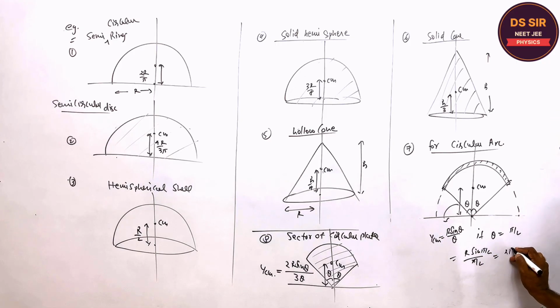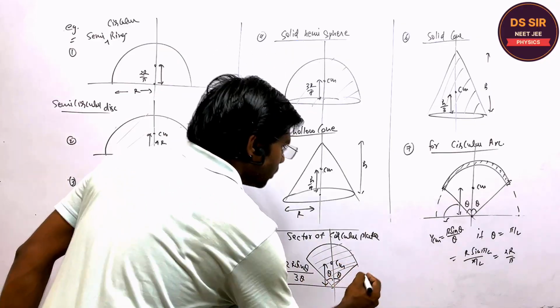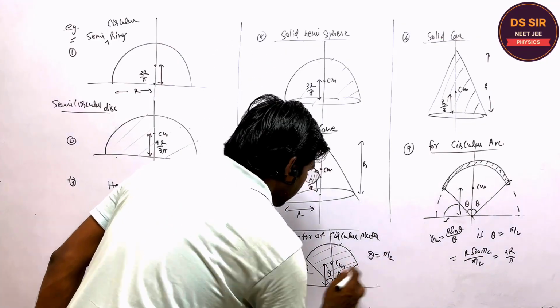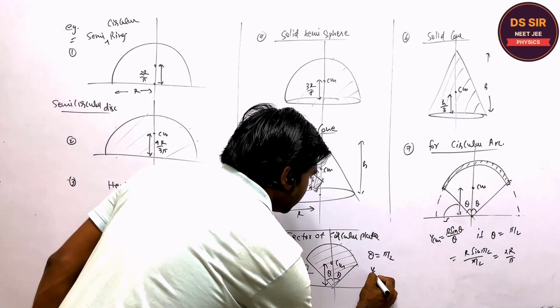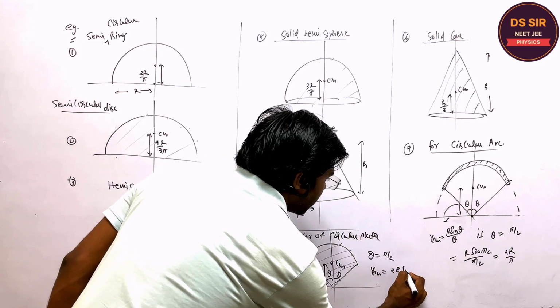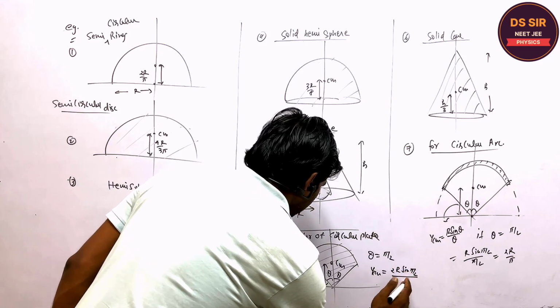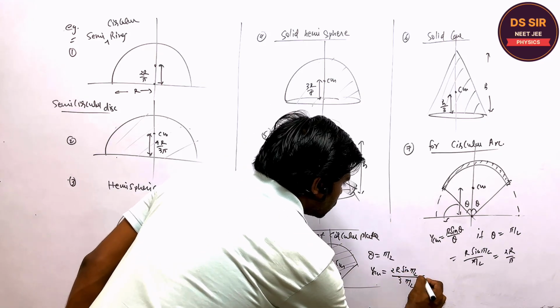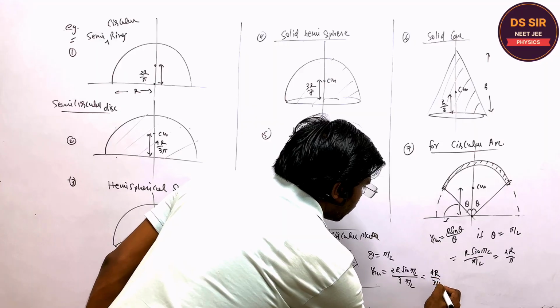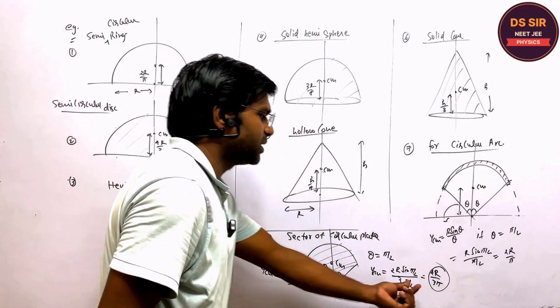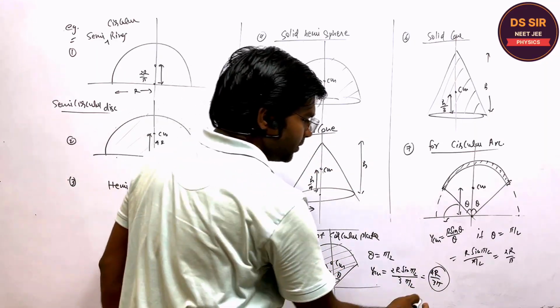So it becomes 2r upon pi. Is it clear or not? In the same way, for the semicircular disc, put theta is equal to pi by 2. So here the YCM will be equal to 2r sine pi by 2 divided by 3 into pi by 2. So this is 4r upon 3 pi. So this is the position of the center of mass of the semicircular disc.